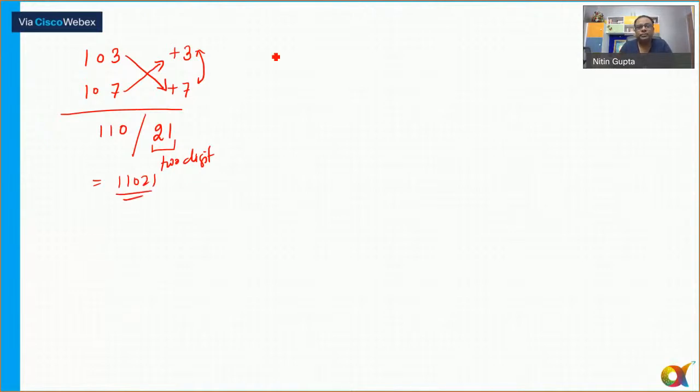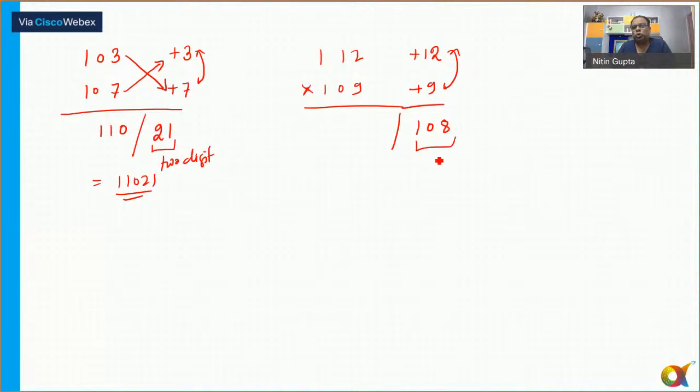Let's take a couple more examples. Say I need to multiply 112 into 109. For 112, there is a surplus of 12, so plus 12. For 109, there is a surplus of 9, so write plus 9. Then 12 into 9 is 108. But remember, this last part should always be a two-digit number.